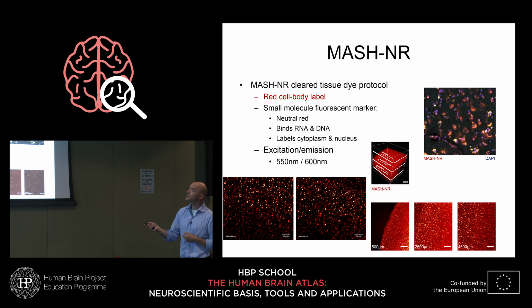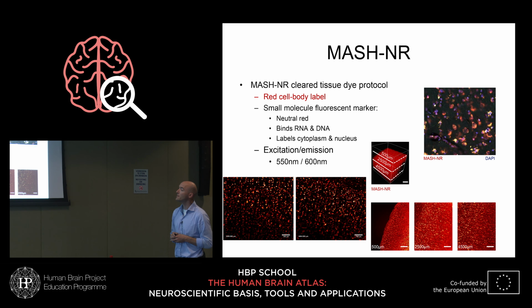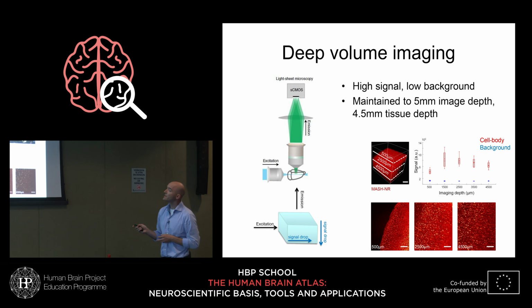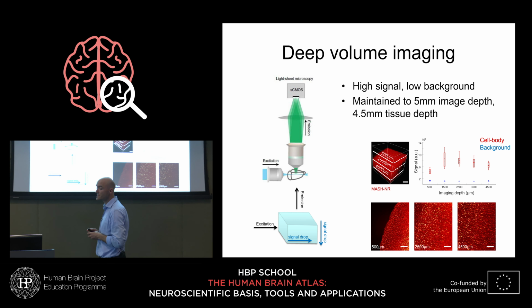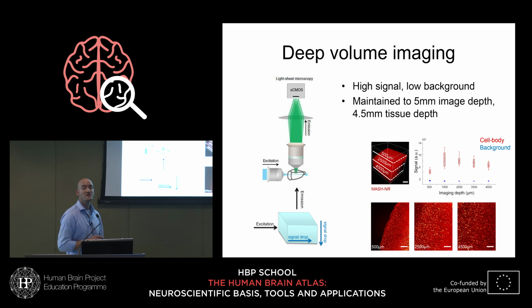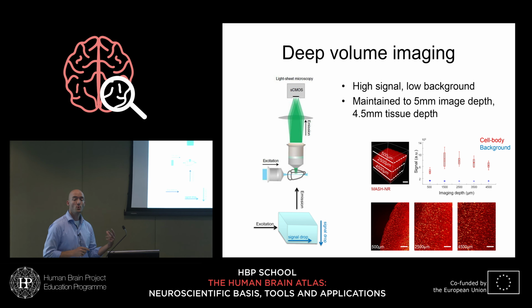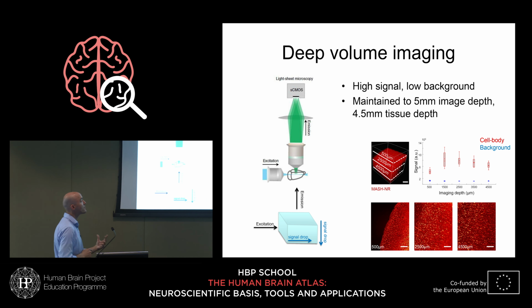MASH NR is a red cell body label, once again a small molecule marker, and red and far red, like I mentioned, and this is the illustration that we did of this, is extremely good to image very, very deep. And so the rest of what I will show you is mostly the red and the far red marker, the NR and the MB.